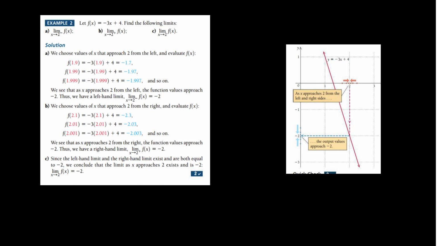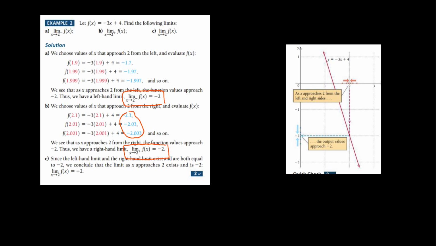All right, so similarly, we're going to plug in values getting closer and closer to the number positive 2. Okay, so 2.1, 2.01, 2.001. As we plug those values in, it appears that we are approaching the number negative 2. That's good, because we were also approaching negative 2 from the left side, and now we found out that we're approaching negative 2 from the right side.